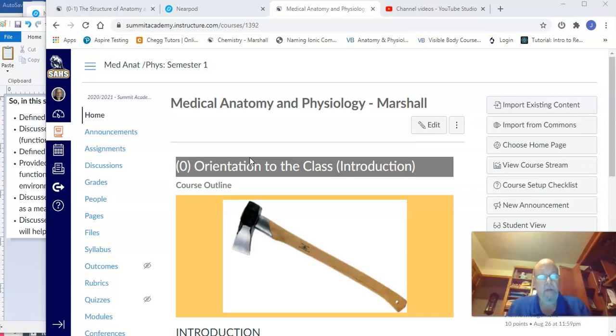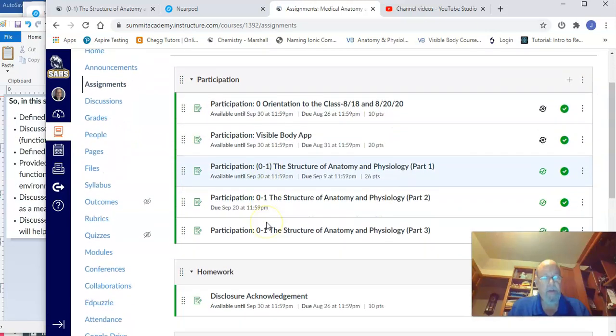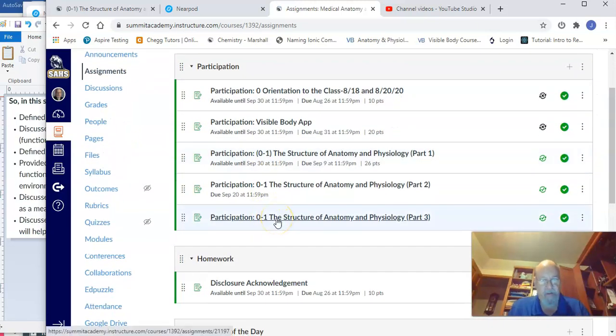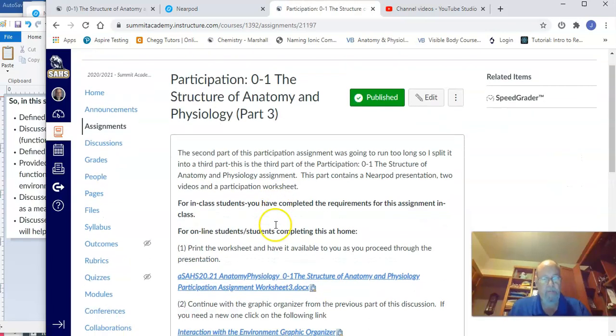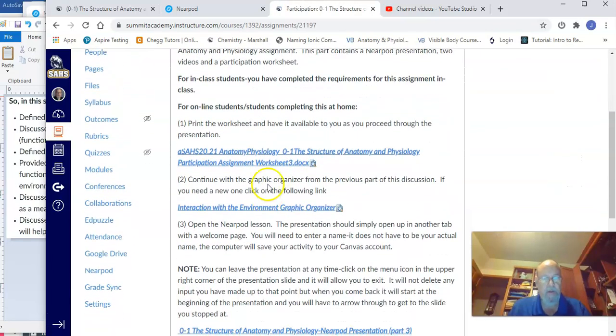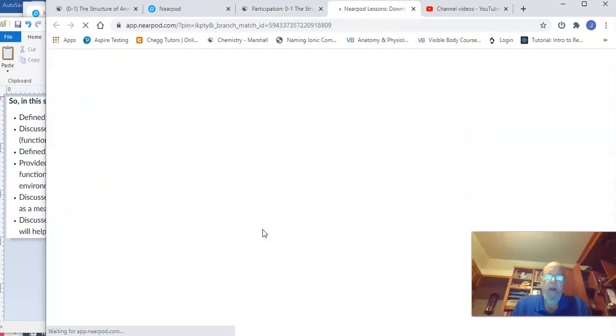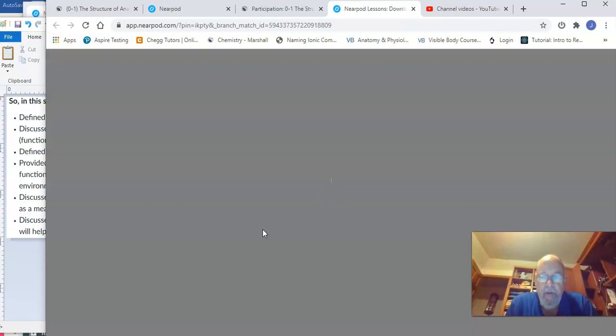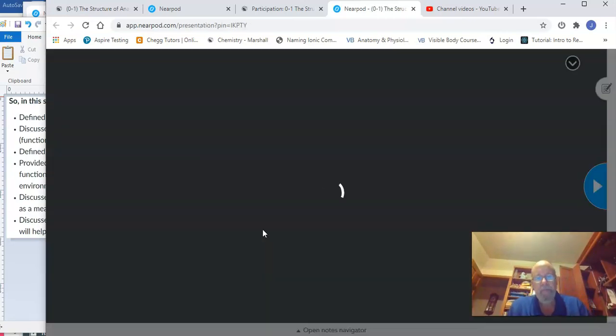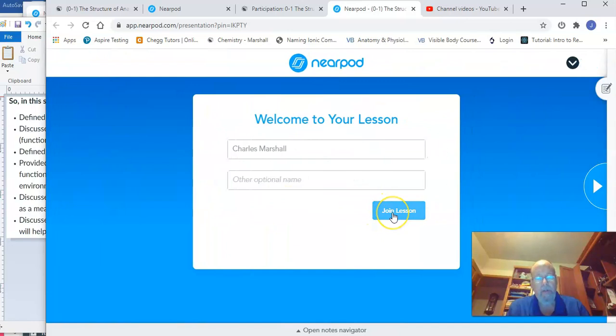If you're here, I'm assuming you got here by coming to the home page, clicking on assignments, and selecting part 3. Hopefully you have your worksheet and kept the graphic organizer from last time, and you can just continue that. If not, you can get a new one. Then just click on the Nearpod start, and we'll get rolling. So, join the lesson.